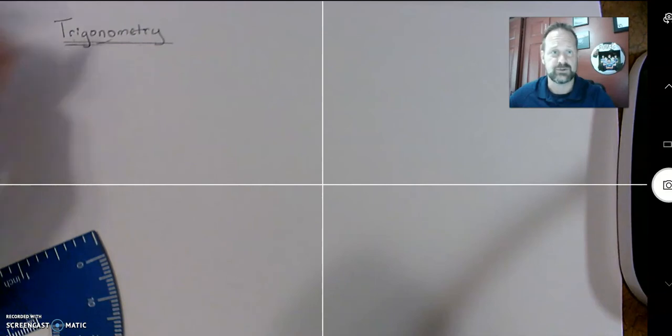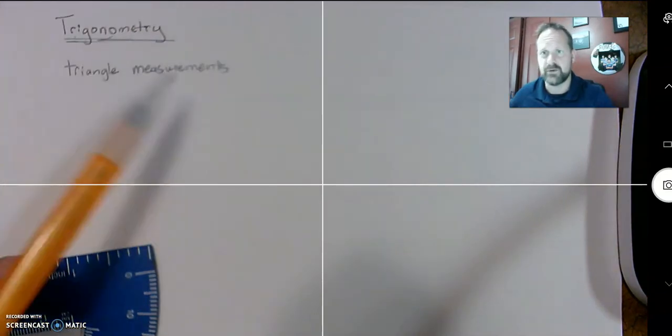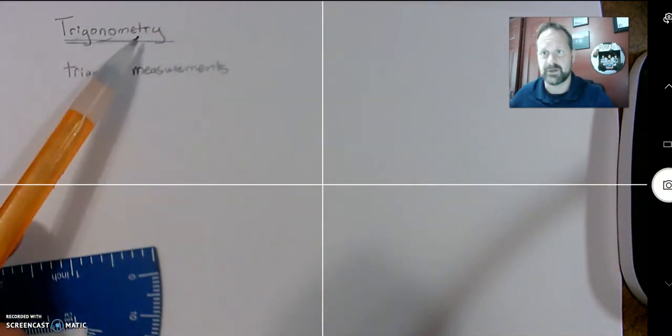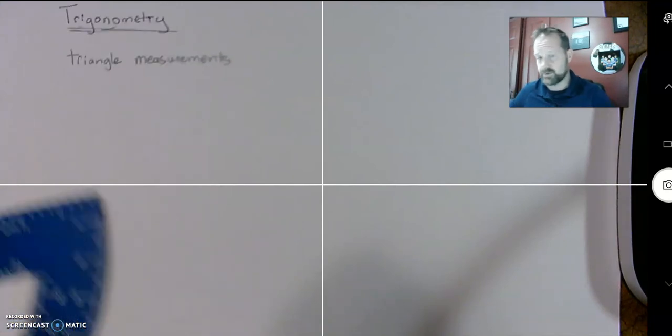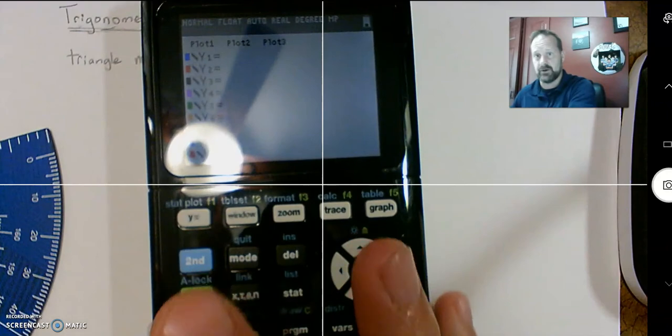Trigonometry means triangle-based measurements: trigonometry, and the "metry" means measure. So it's not all about triangles. In fact, it's much more than that. You can do some fancy, cool stuff on your calculator.